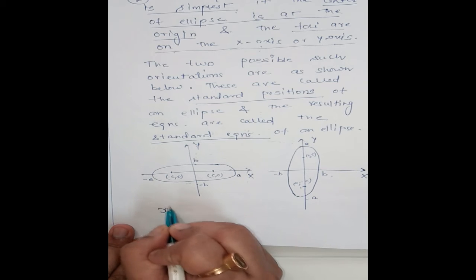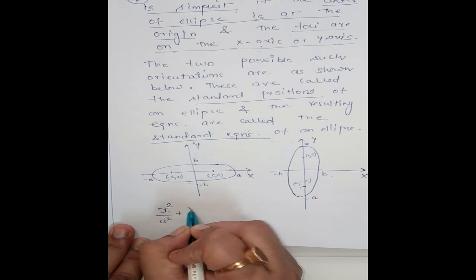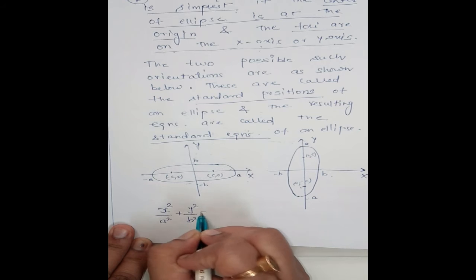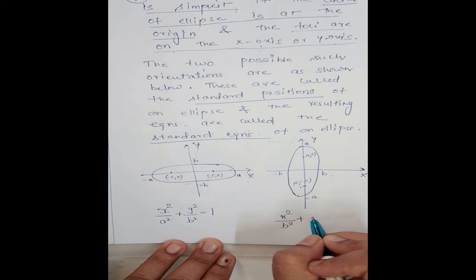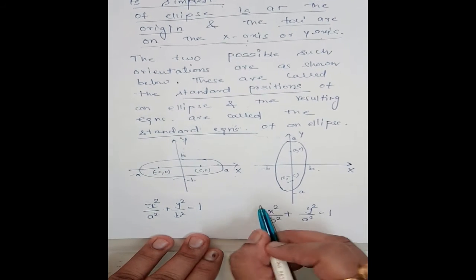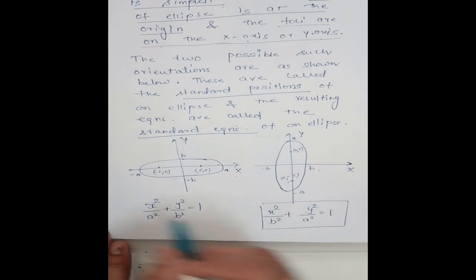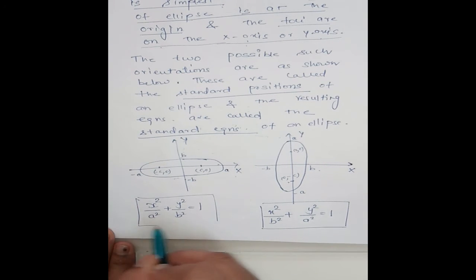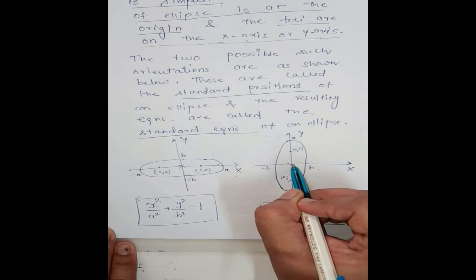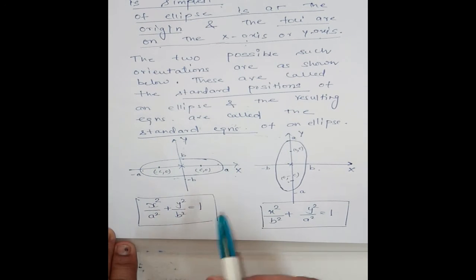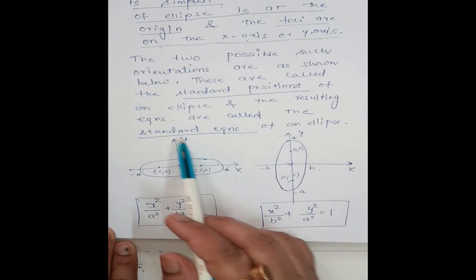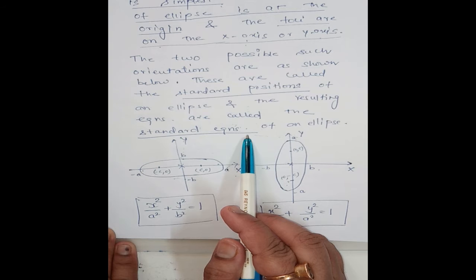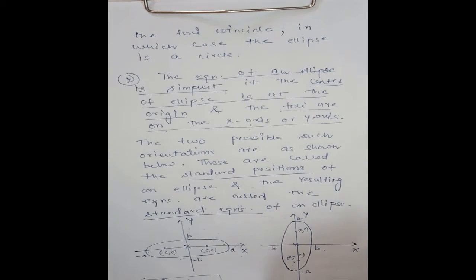Here the equation is x squared by a squared plus y squared by b squared is equal to 1. And here the equation is x squared by b squared plus y squared by a squared is equal to 1. These two are the standard equations of an ellipse when the center is at the origin and the foci are on the x-axis here or on the y-axis here. Clear? Okay.